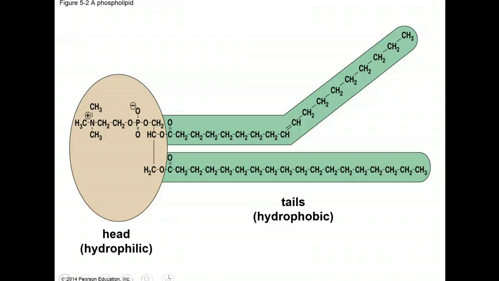The outer surface of animal plasma membranes are bathed in a watery interstitial fluid, which is a weakly salty solution resembling blood without its cells or proteins.